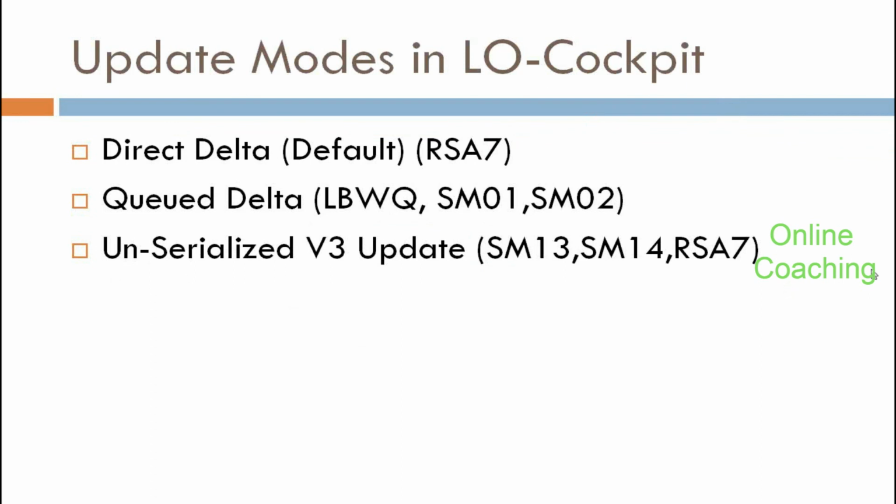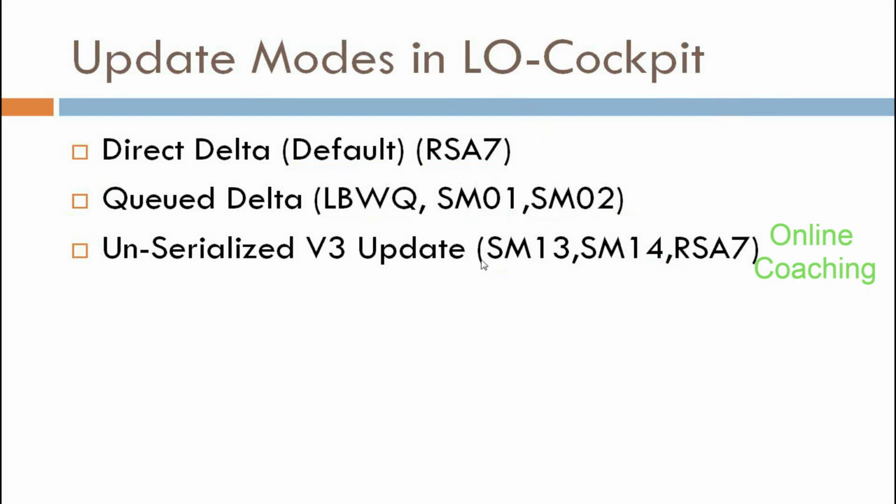We have update modes as we discussed: direct delta, queue delta, unserialized V3 update. Direct delta is default. Transaction code is RSA7. You know what a delta queue is, right? That is called direct delta. Queue delta is LBWQ, SM01, SM02. Unserialized V3 update: SM13, SM14, RSA7.